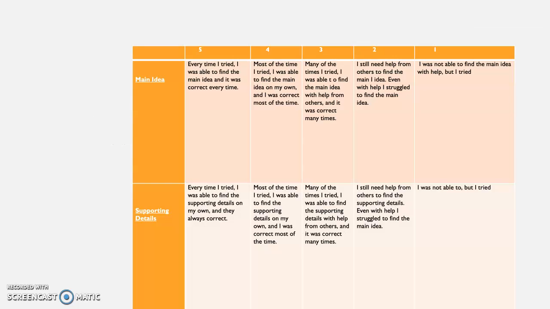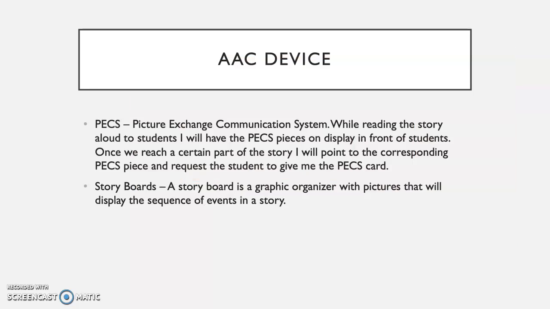So this is the rubric that I'm going to use. If she gets a 5, that means she was able to find all the main ideas and supporting details on her own. If she got a 3, then she was able to find the main ideas and supporting details with help, and she was correct most of the time. And if she got a 1, that means she wasn't able to identify the main ideas or supporting details with help.